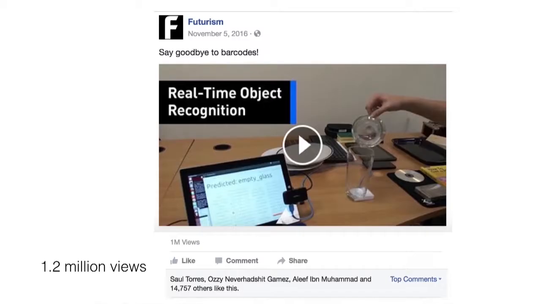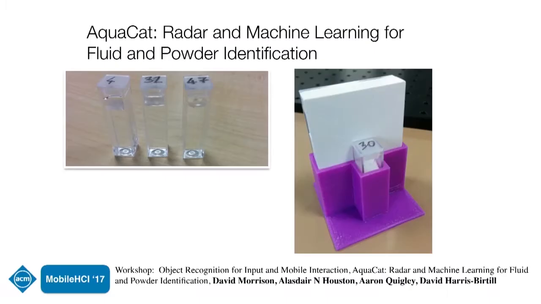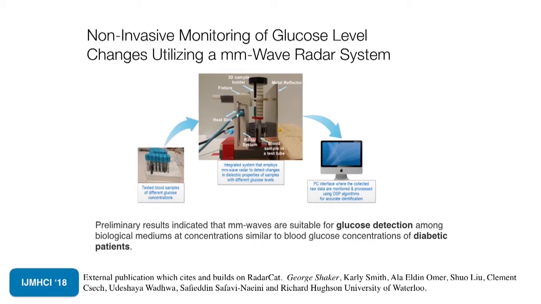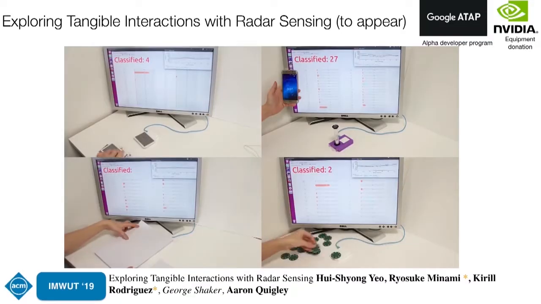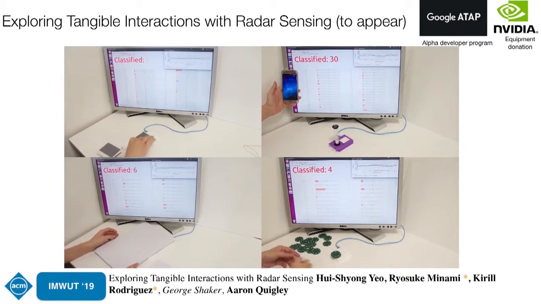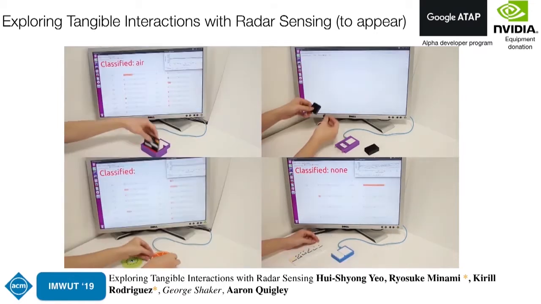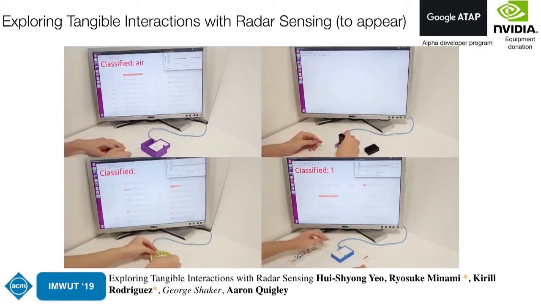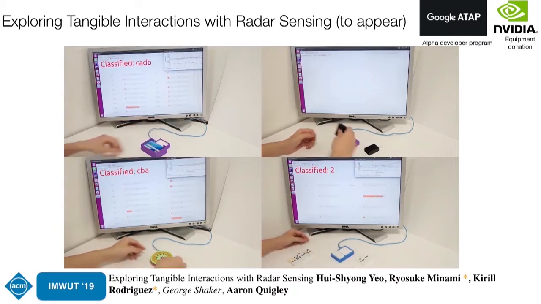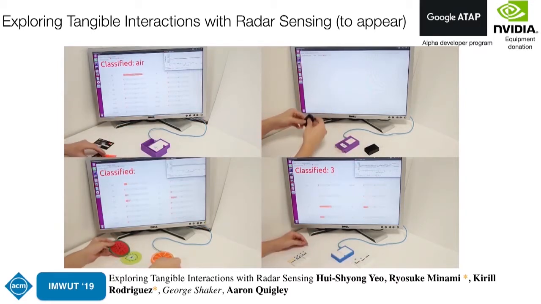This went on to give inspiration to a video that we released that was seen 1.2 million times. We did it for fluid and powder identification. Other people went on to look at glucose levels. And recently we published this paper on exploring tangible interactions with radar sensing, which is just using simple sensors that would already be in devices globally to do new forms of global human-computer interaction.